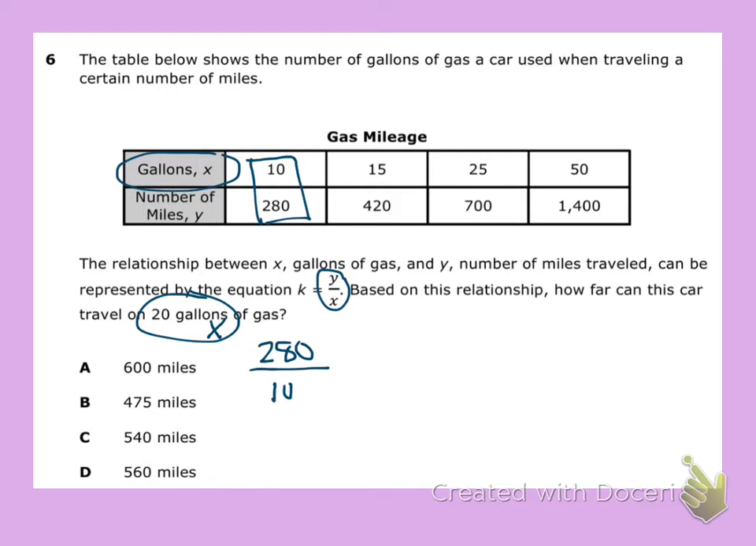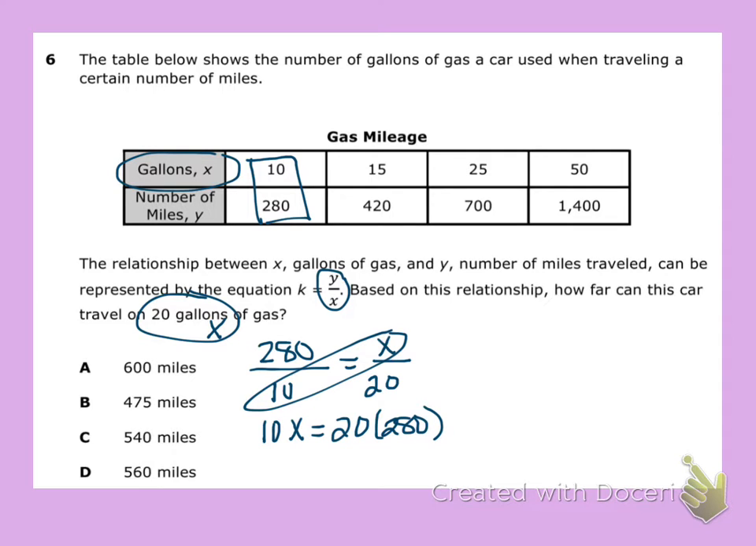And what is the X value that goes with that? That would be 10, equals. We want to know, well, what about 20 gallons of gas? Is that going to go on the top or the bottom? Good, it's going to go on the bottom. And then we want to know the miles. So we cross multiply. 10x equals 20 times 280. So when we multiply that, 10x equals 280 times 20.